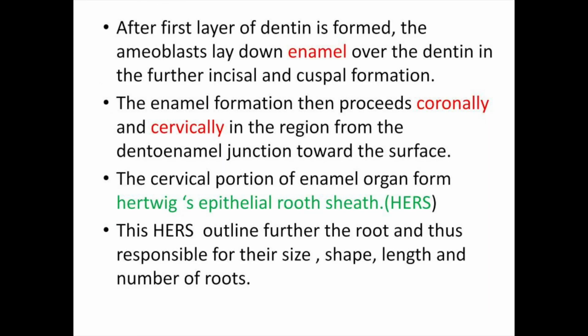After the first layer of dentin is formed, the ameloblasts lay down the enamel over the dentin in the future incisal and cuspal formation. The enamel formation then proceeds coronally and cervically in the region from the dentinoenamel junction towards the surface. The cervical portion of the enamel organ forms the Hertwig epithelial root sheath. This outlines the future root, thus responsible for its size, shape, length, and number of roots.